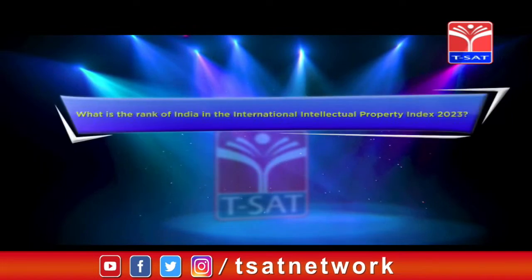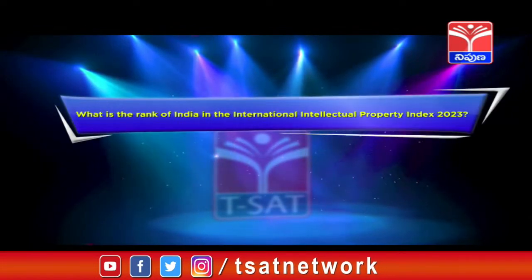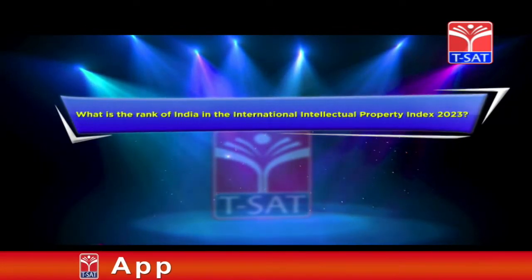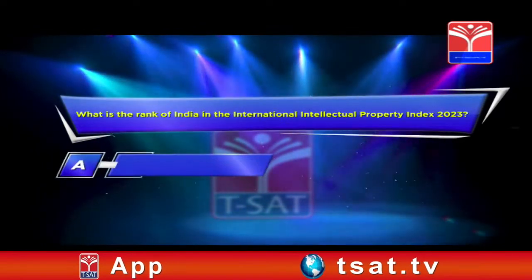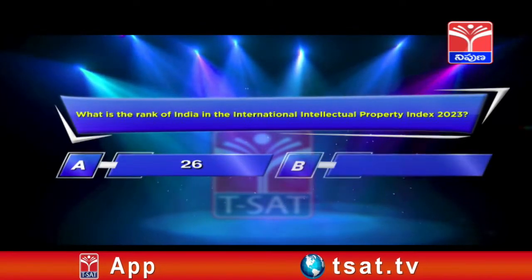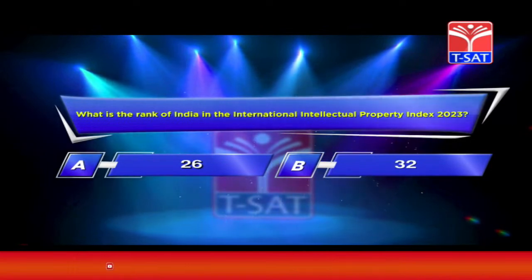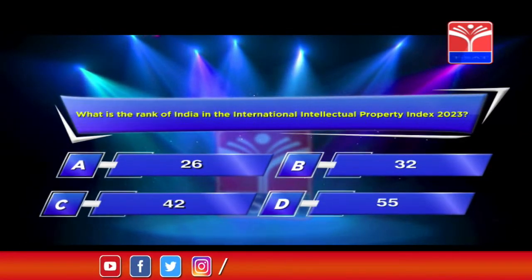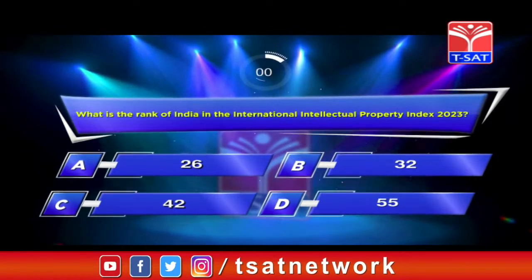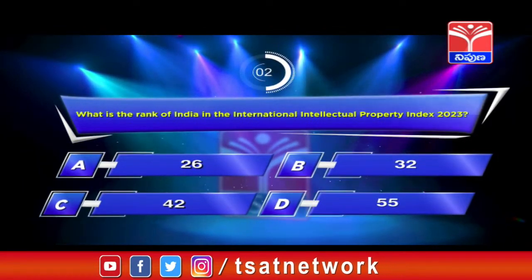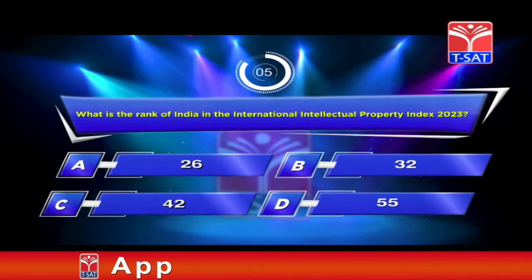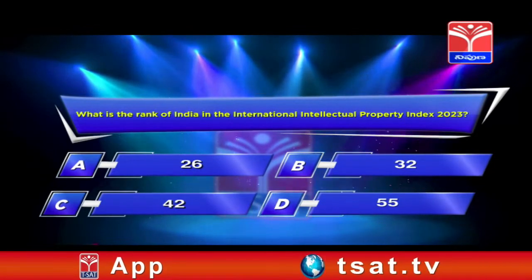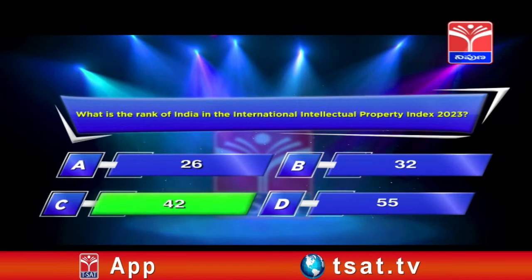First question: What is the rank of India in the International Intellectual Property Index 2023? Option A, 26. Option B, 32. Option C, 42. Option D, 55. Your time starts now. The correct answer is option C, 42.